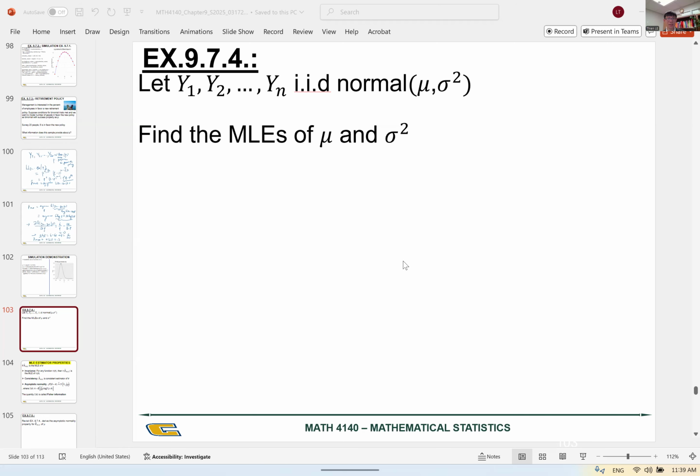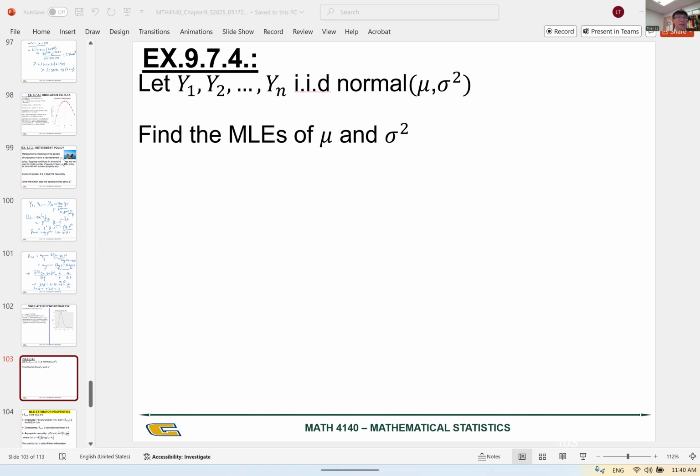Okay, so now let's look at example 974. So you have normal data from mu sigma square, and our job is to find the MLE for both. So again, we first write down the likelihood function for this data, right?